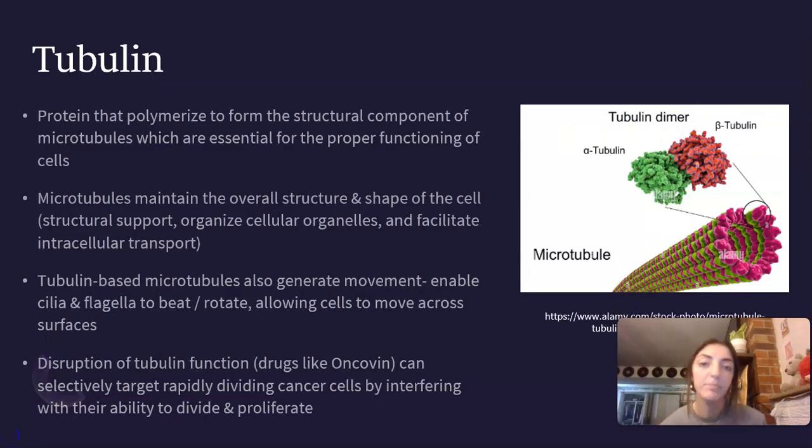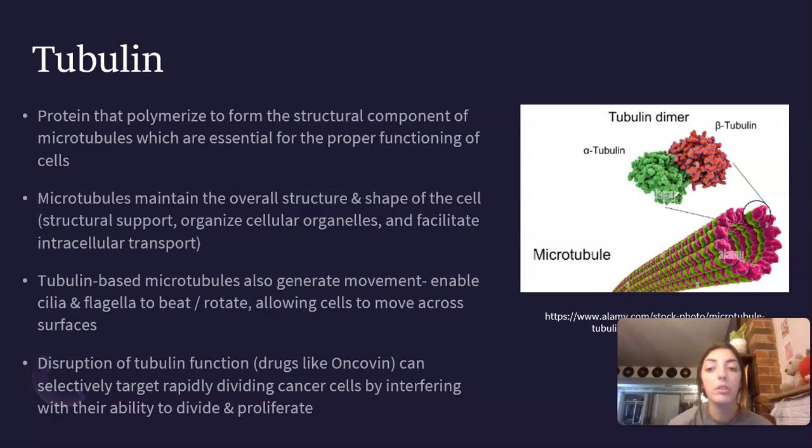So tubulin, that picture on the right diagrams the structure of a microtubule and how the tubulin is involved in that. It is a protein that polymerizes to form the structural components of microtubules, which are essential for the proper functioning of cells. They maintain the overall structure and shape of the cell by providing structural support. They organize cellular organelles and facilitate intracellular transport.